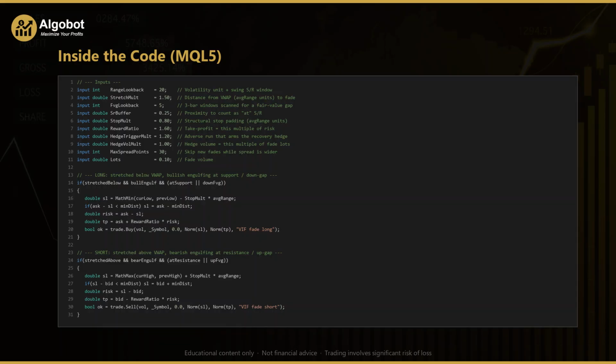At the top are the inputs you can adjust. Range lookback, defaulting to 20, sets both the volatility unit and the swing window.